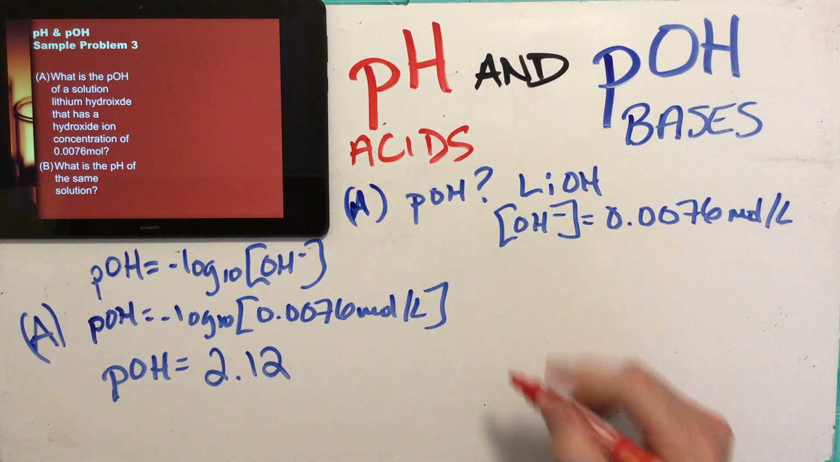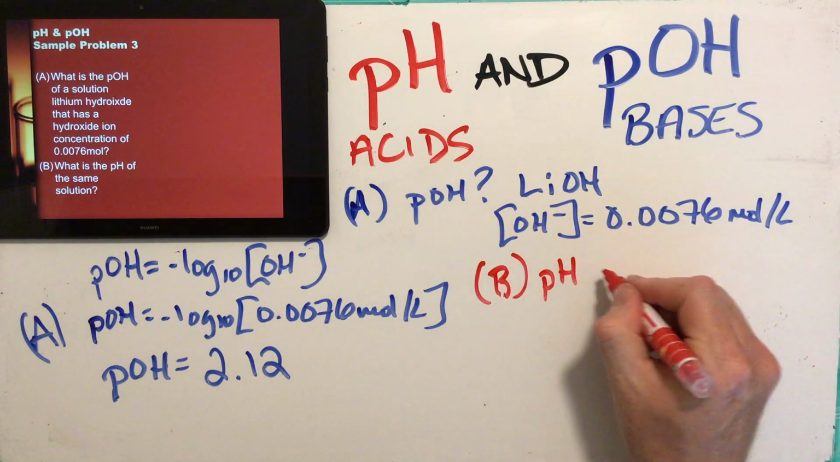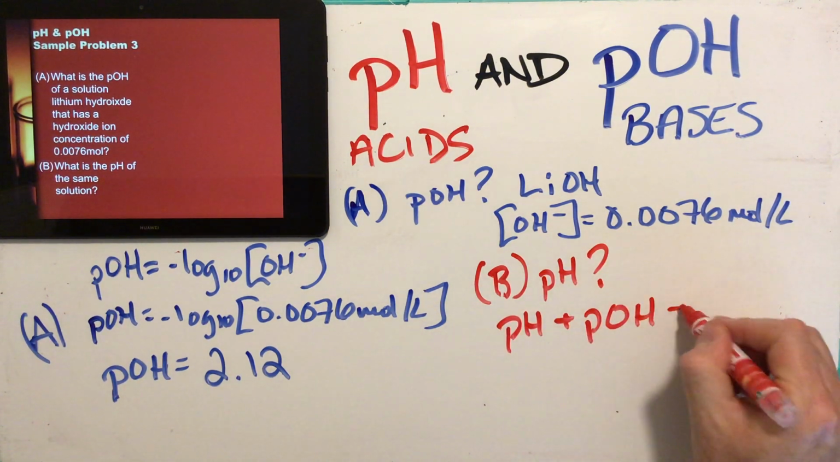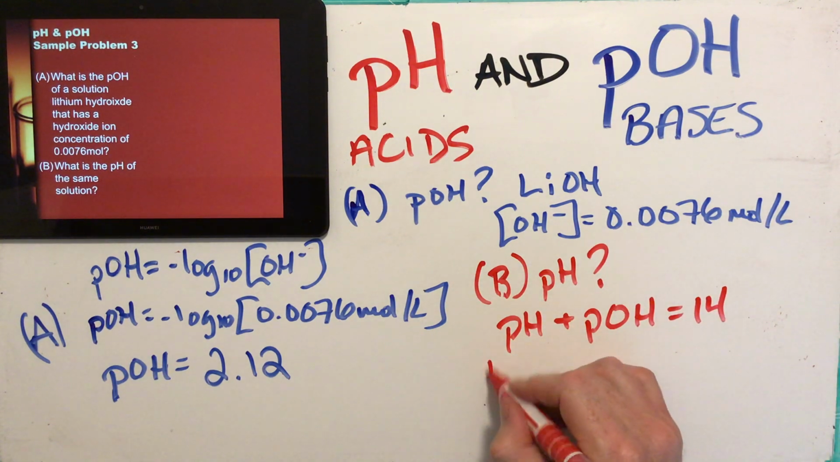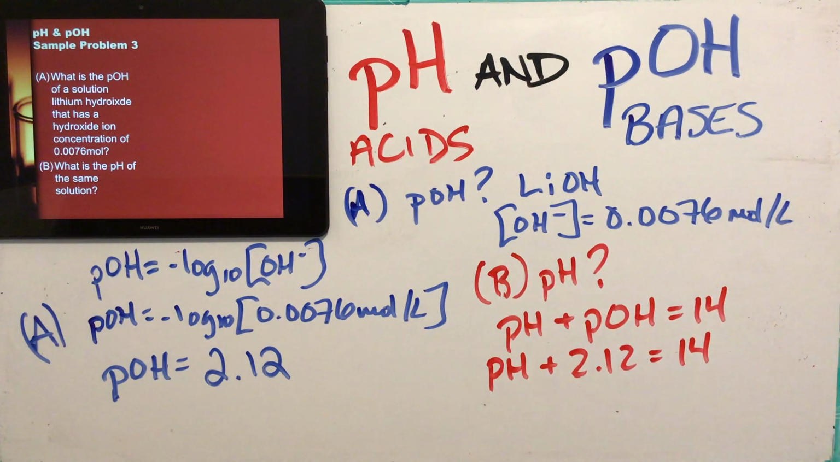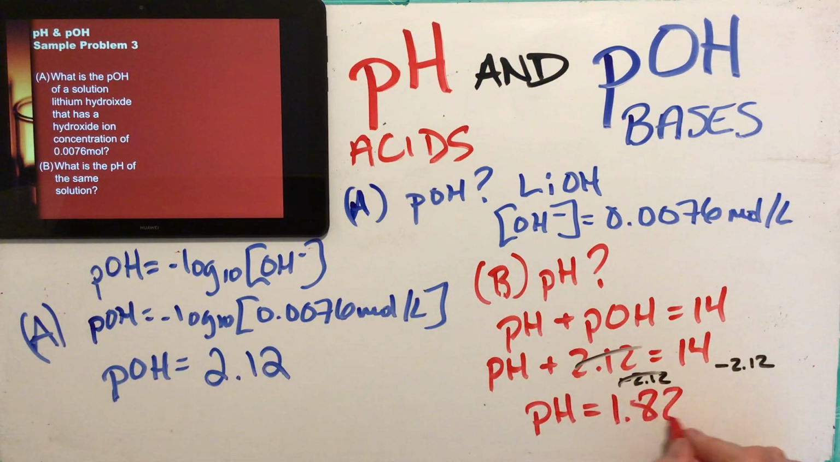And part B I'll do in red. B is, well, what's the pH of that same solution? So I know that pH plus pOH equals 14. So that means my pH, when I add it to 2.12, it'll equal 14. Now, to cancel that out, I subtract 2.12 on both sides, right? These will cancel, and pH is equal to 14 minus 2.12. And when I subtract that, my pH is equal to 11.88. All right? 11.88, and that is my $1 million answer for B.